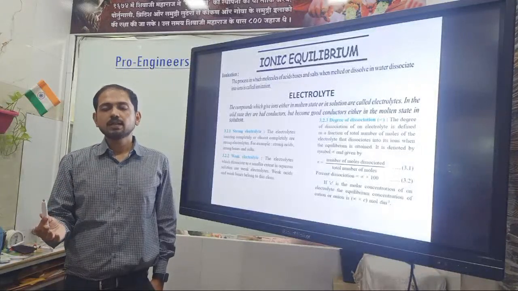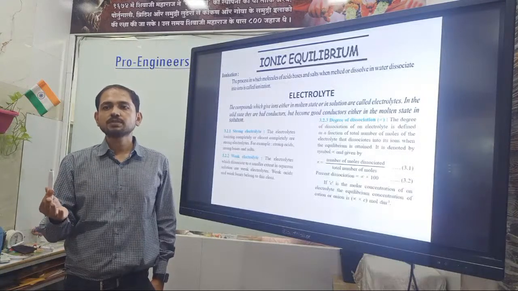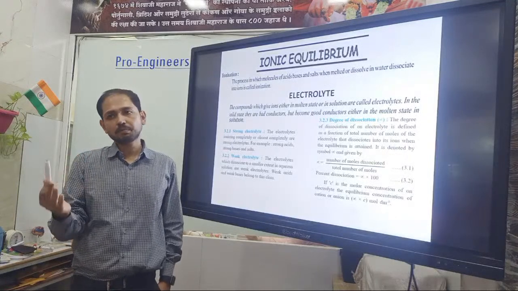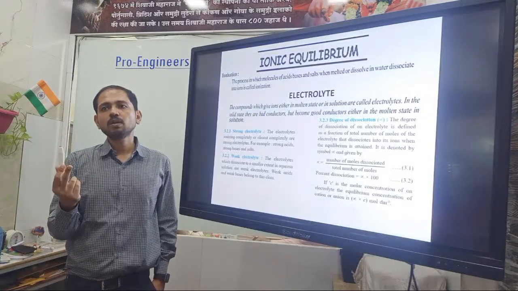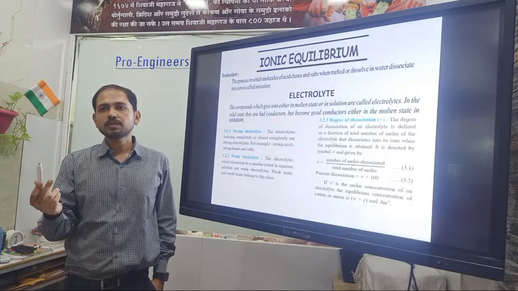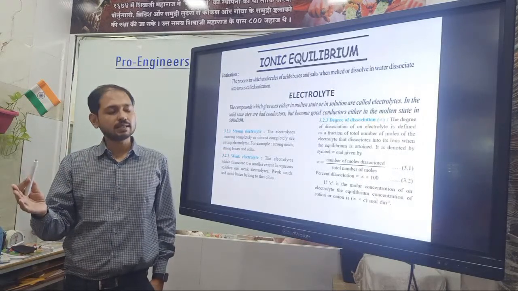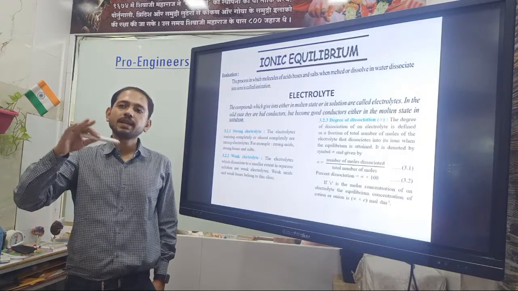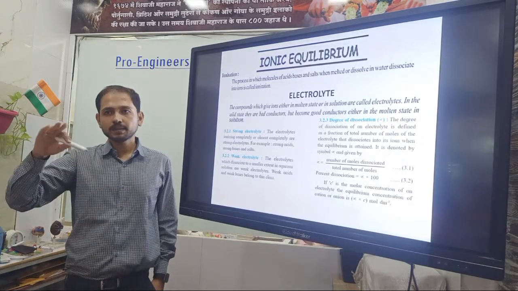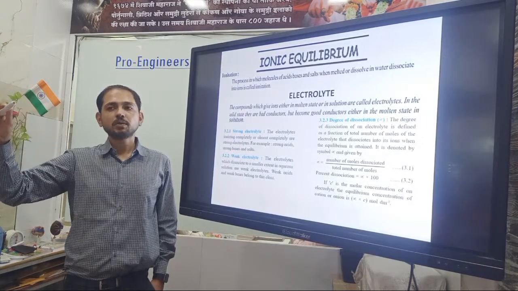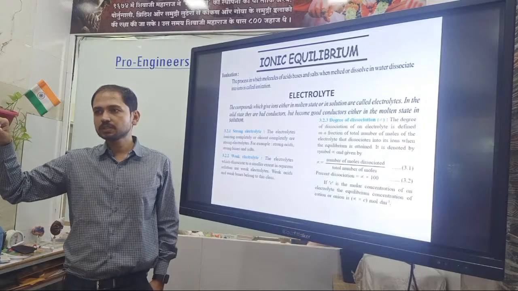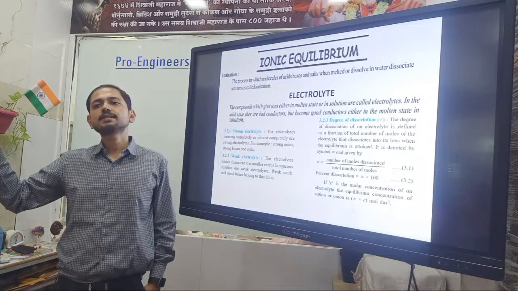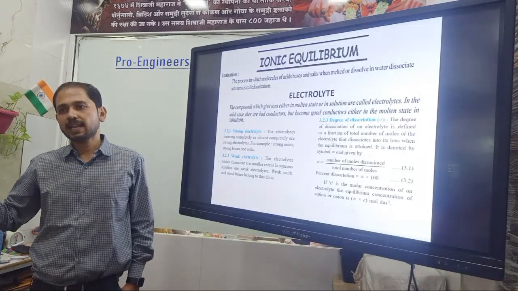Suppose we take a weak acid, let's say acetic acid, and dissolve it in water. Suppose its degree of dissociation is 50%. So if we take 1 mole of acetic acid, in the solution 50% of the acetic acid will undergo dissociation and 50% will remain as it is. So 50% of 1 mole, that is 0.5 mole, undergoes dissociation, which means it will produce 0.5 moles of H plus and 0.5 moles of acetate anions.